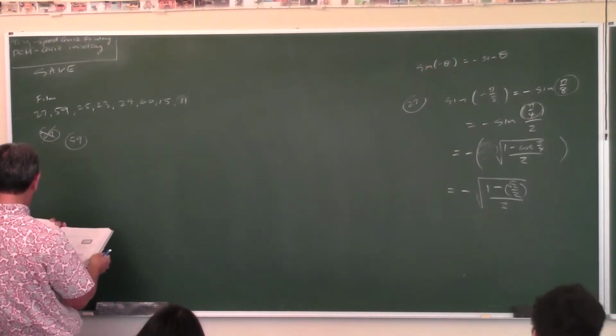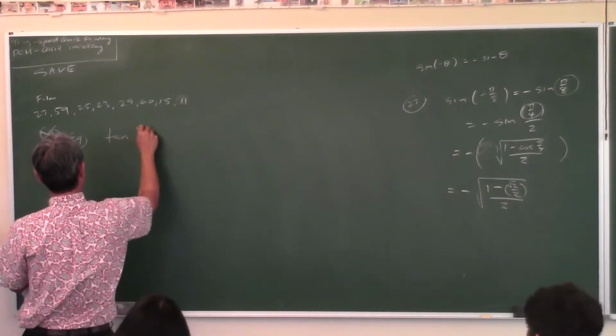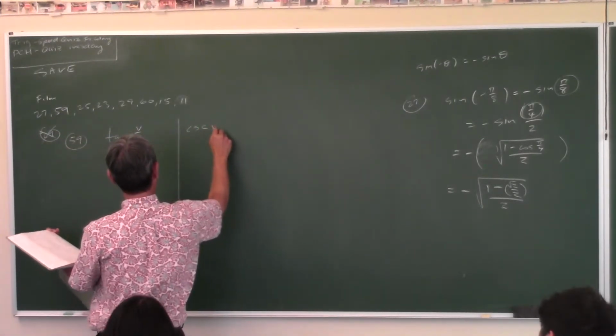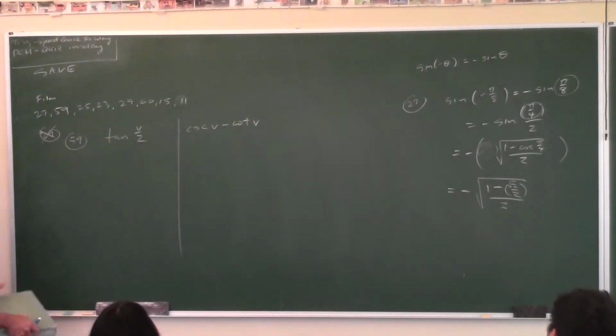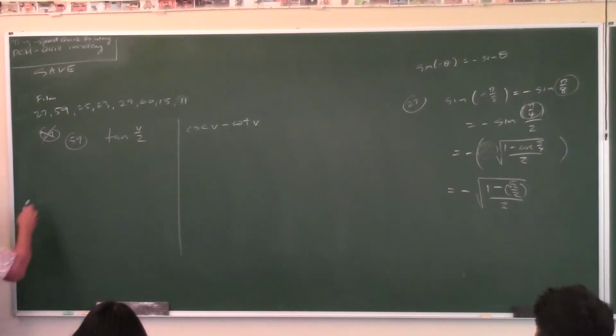Okay, 60. Now we're going to do proofs. Tangent v over 2 is equal to cosecant v minus cotangent v. Okay, so if you have, like, Mr. Park, I have no idea what to do. Change everything. I think this is 60. No, our next one's 59. Oh, you're right, it's 60, we'll do 60 first then. Change everything to sines and cosines.